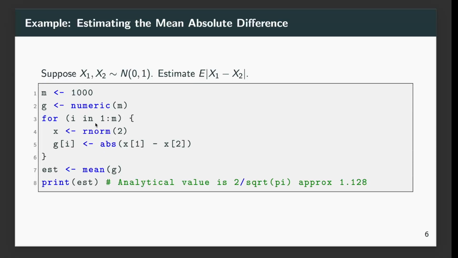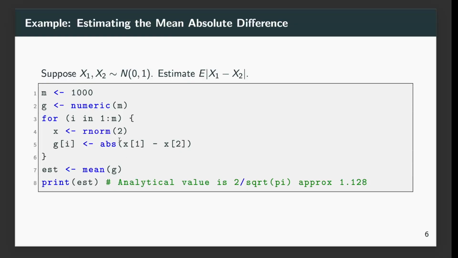So for i from 1 until m, first we generate the x, which comes from the standard normal distribution. For each of the 1000 replications, we generate 2 numbers, one for x1 and the other one for x2. And then from x, we generate g. For each of the gi, there will be 1000 numbers under this gi.